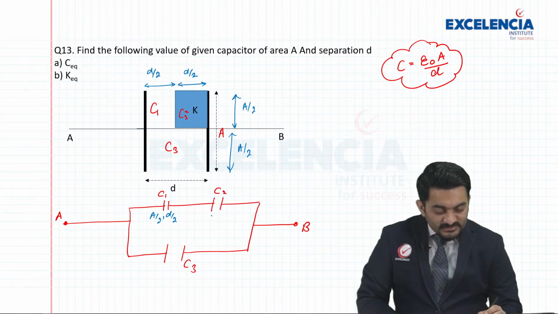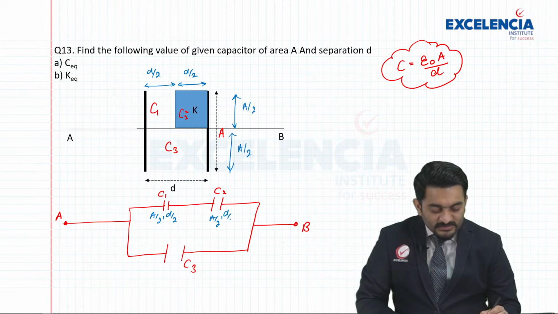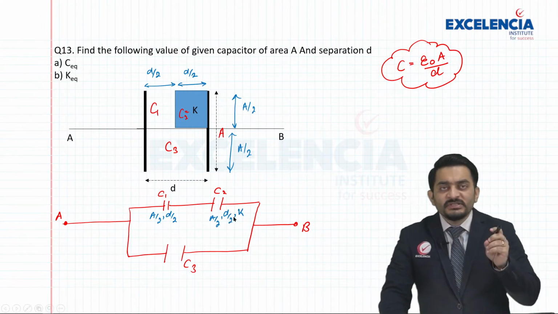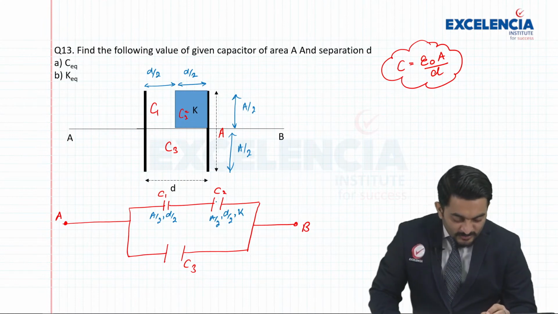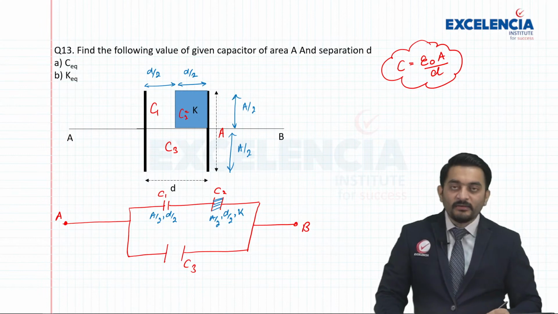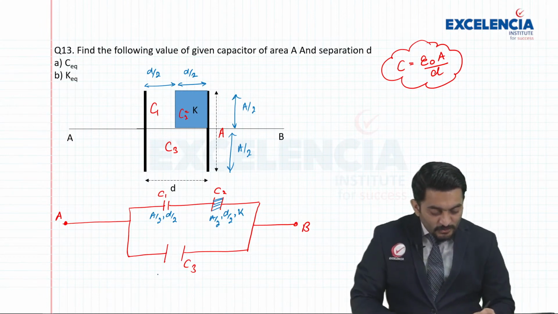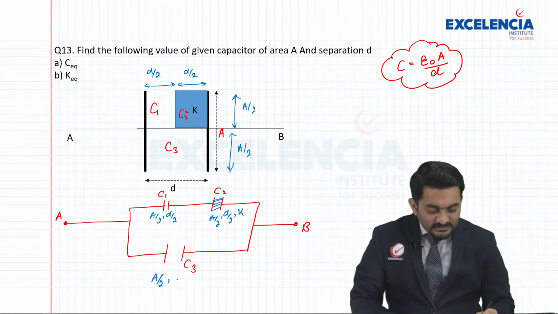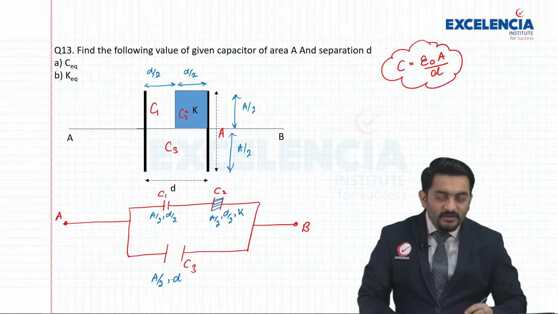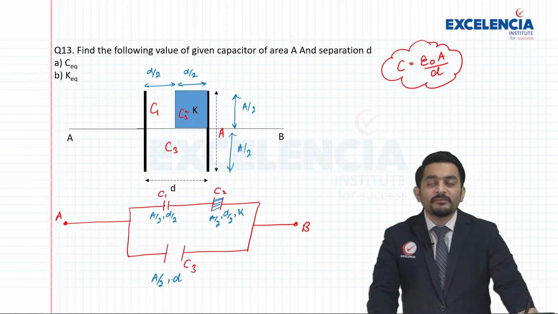Similarly, when you write for C2, your area is A by 2, your separation distance is D by 2, and you also have a dielectric constant, which I have also written over there. So you should not make the mistake of thinking that this C2 is not having a dielectric in it, because then its value will be different. For C3, the area is A by 2, the separation distance is D, and here you don't have any dielectric.